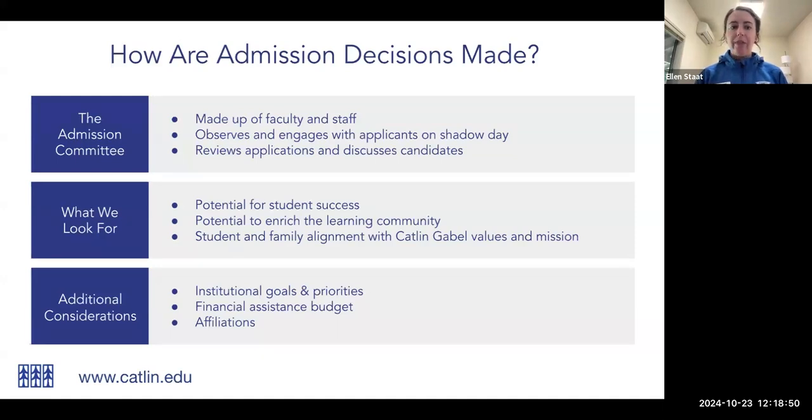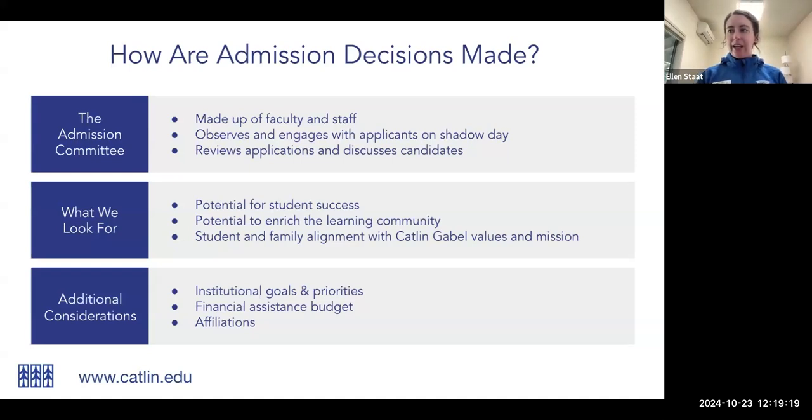And then what do we look for? We look for right fit. We want to see potential for student success. We want to see potential that the student will enrich the Catlin Gable learning community, and that the student and family are in alignment with Catlin Gable values and our mission. So I would say with that, it's not so much about perfect grades or the perfect resume or anything like that. We're looking for potential.